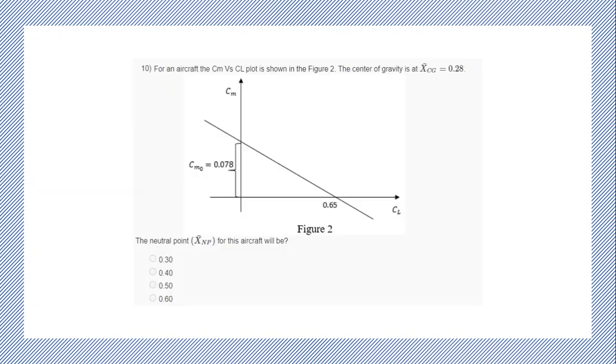Go to this question. Look at the graph that is given to you. They've given you CM versus CL variation. They've given you CM naught. This CM naught is not the same as the CM naught for the CM versus alpha. This is just the intercept of this graph. That is the value that is given to you. Next, I've asked you to find out the neutral point. How will you find out the neutral point? CM naught will be 0.